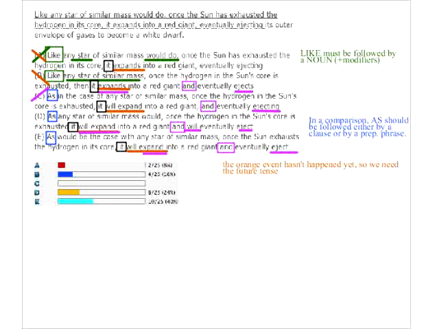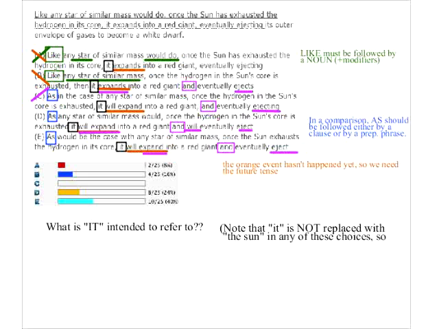What is it intended to refer to? Because remember, ambiguity is not a problem here, because "it" is not replaced with anything. It is in all five choices, so there's no replacement here. Therefore ambiguity is not an issue. Note that it is not replaced with "the sun" in any of these choices. So if there is ambiguity, it is not an issue.